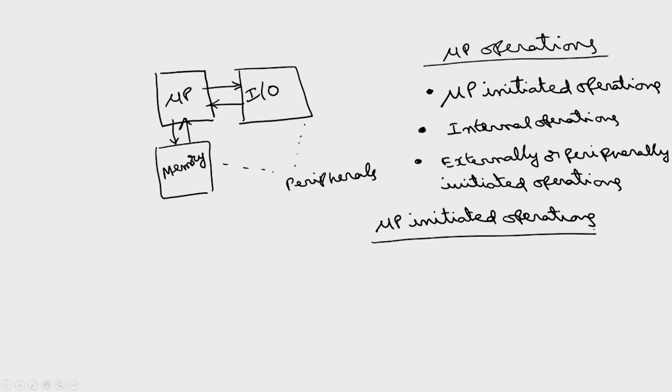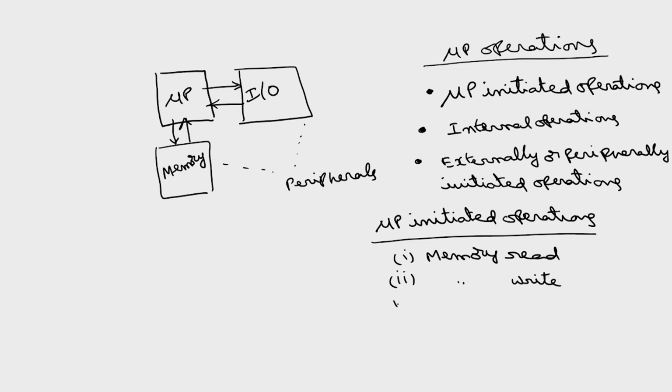Here there are basically 4 microprocessor initiated operations. One is the memory read operation, because this memory is read write memory. So, you can read the data from the memory or you can write the data into the memory. So, the microprocessor wants to read the memory, the memory read operation. The second one is memory write operation. Microprocessor can write some data into the memory.